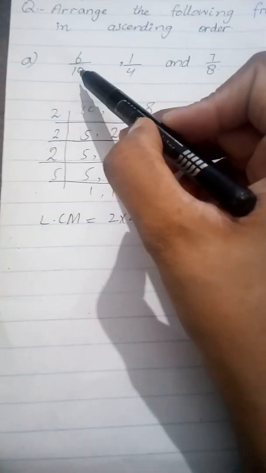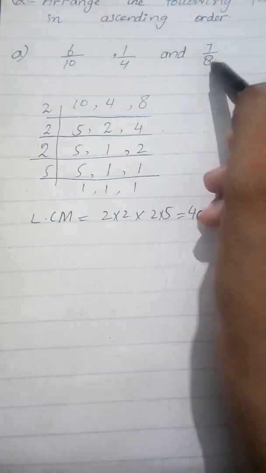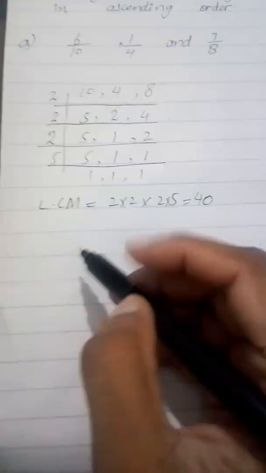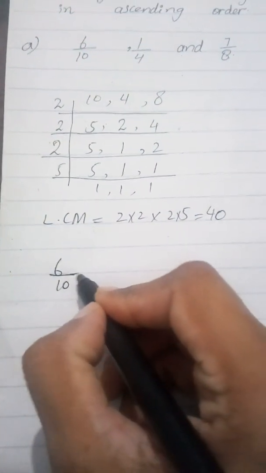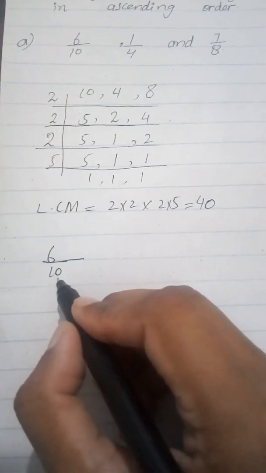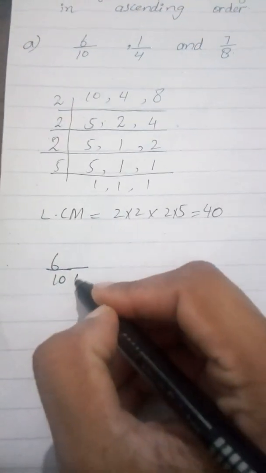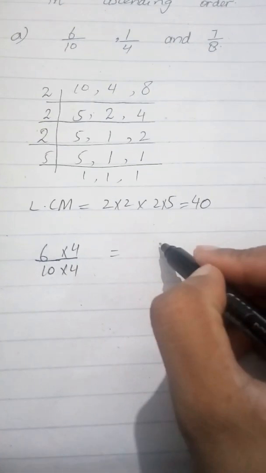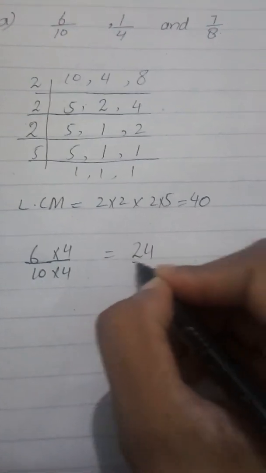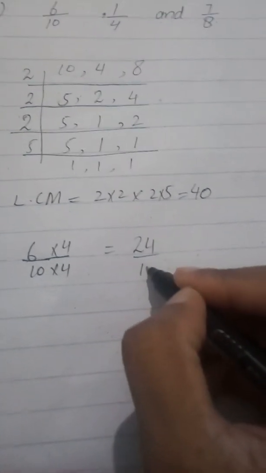So we have to convert the denominators of all these fractions to 40. For this purpose, first of all we take the first fraction. How can we change 10 to 40? By multiplying it with 4. So the number becomes: 6 4s are 24 and 10 4s are 40. So we get this first.